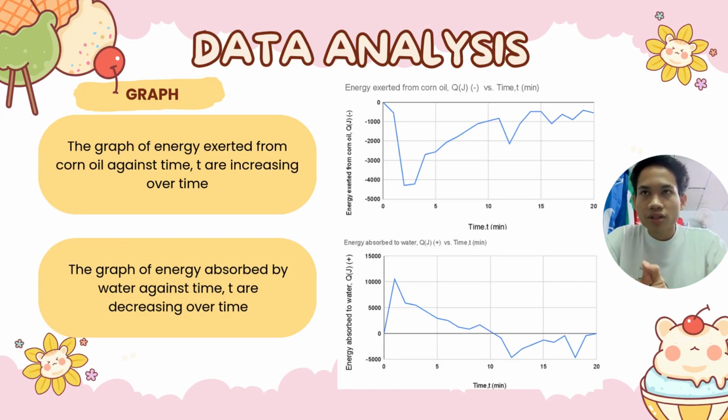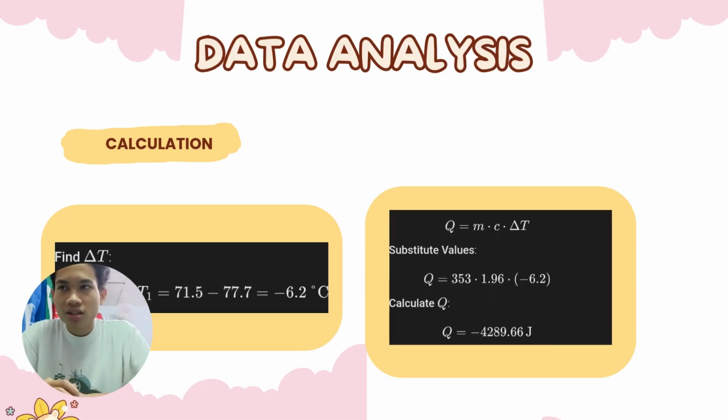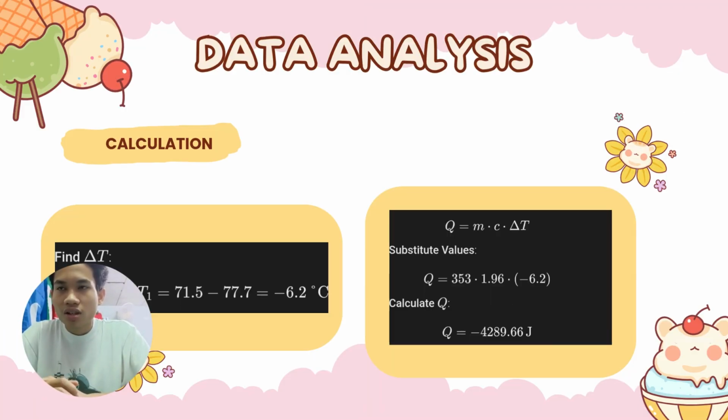The next graph is energy exerted from corn oil versus time and energy absorbed by water versus time. We can see that the graph of energy exerted is increasing over time and the graph of energy absorbed by water is decreasing over time. These are the examples of how we calculate the temperature difference and how we calculate the energy exerted and energy absorbed.